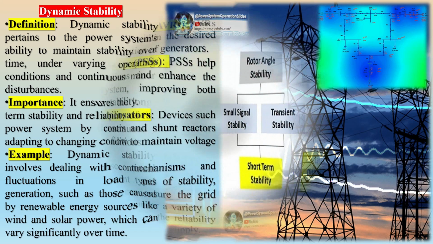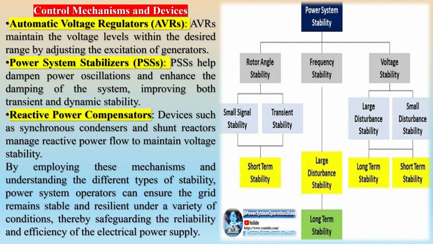Dynamic stability. Dynamic stability pertains to the power system's ability to maintain stability over time, under varying operating conditions and continuous minor disturbances. It ensures the long-term stability and reliability of the power system by continuously adapting to changing conditions. Example: dynamic stability involves dealing with continual fluctuations in load and generation, such as those caused by renewable energy sources like wind and solar power, which can vary significantly over time.